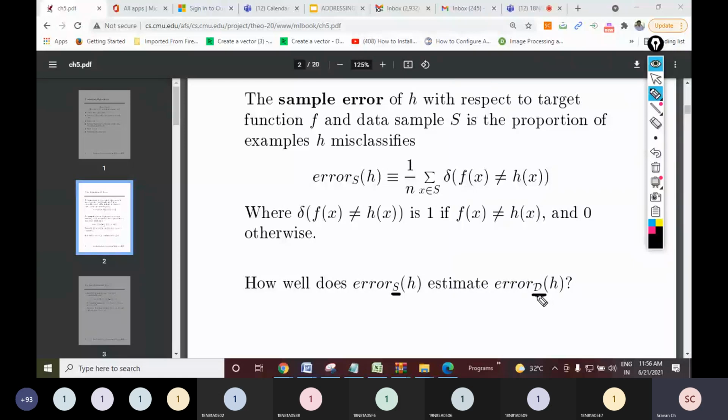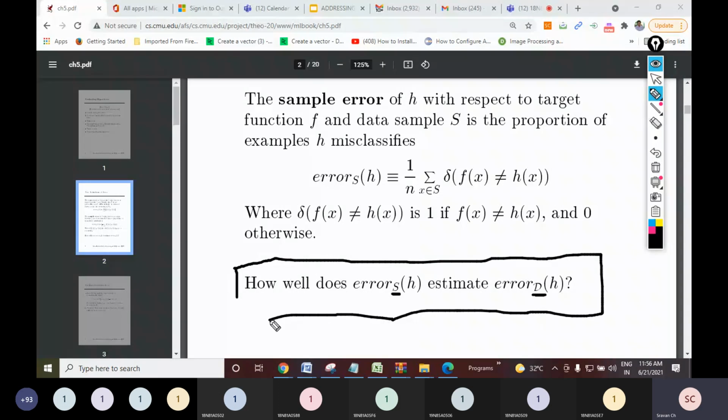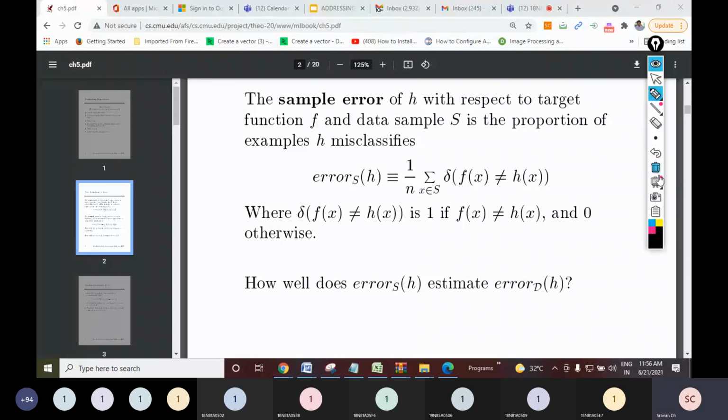So friends, there is a relationship between the sample error and true error. How well a sample error can estimate the true error is an important point, and this can also become a question in your examination, whether it is mid-exam or external exam. So those who are attending the class, please make a note of this one.